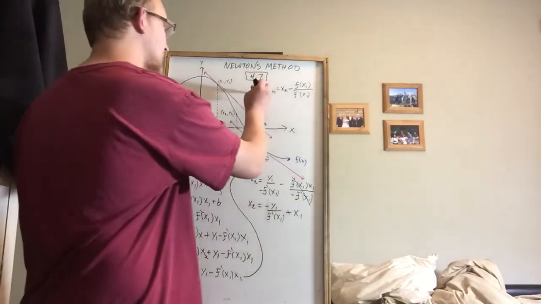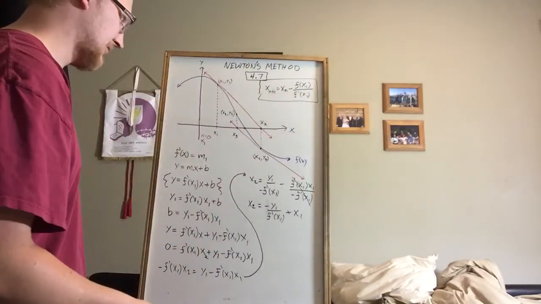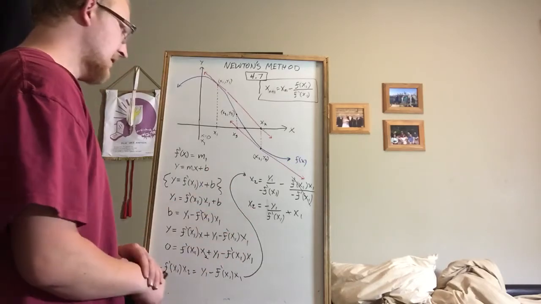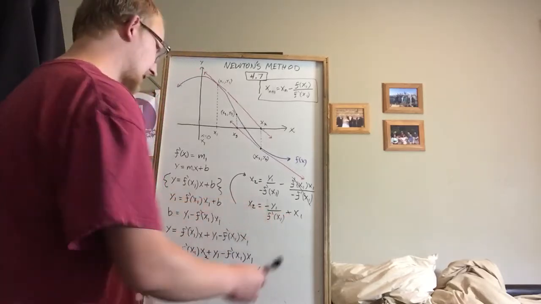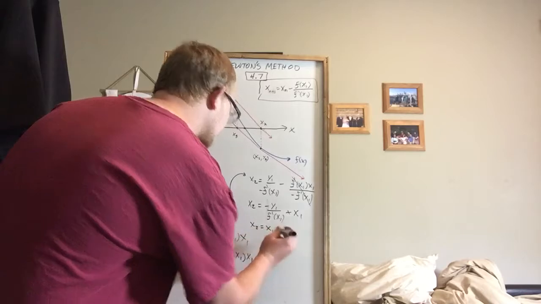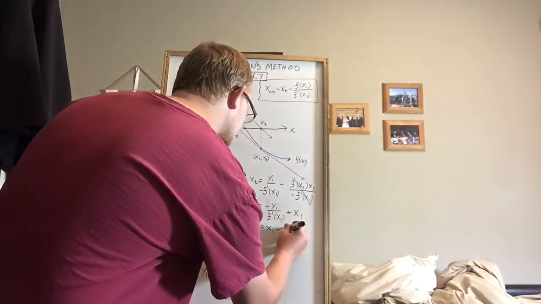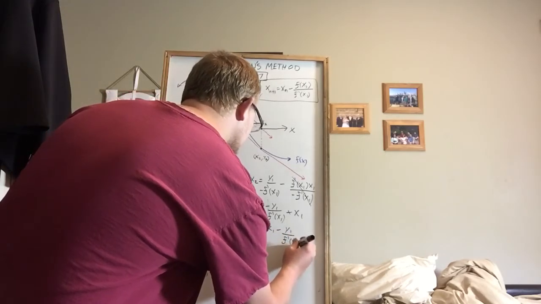This is the equation that you're going to be using. I just wanted to prove it to you and kind of show you conceptually what's going on. That's why I'm doing this. So, at this point, let's flip-flop these. So x2 equals x1. I'm just moving this term here and that term there. Minus y1 over f prime of x1.